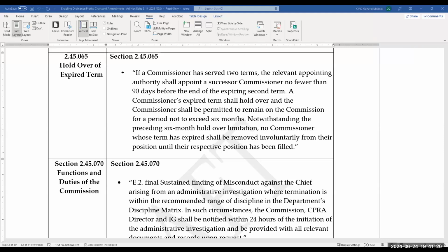Actually, I think that language is problematic because the charter actually does provide ways for a commissioner to be removed. So that should not, yeah, that has to be taken out. It conflicts with the charter.